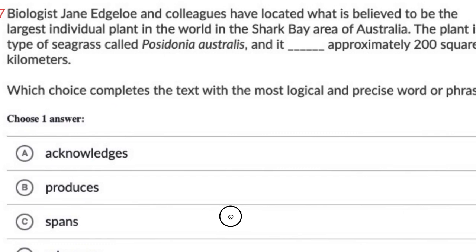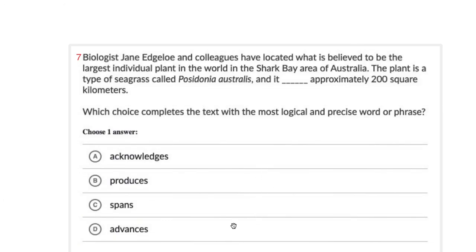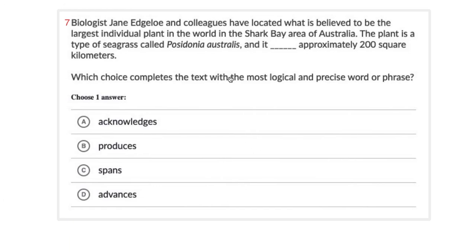Biologist Jane Edgelow and colleagues have located what is believed to be the largest individual plant in the world in the Shark Bay area of Australia. The plant is a type of seagrass called, we'll call it, Posidonia australis. And it blanks approximately 200 square meters.